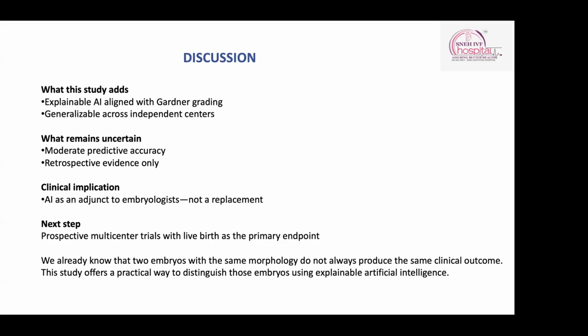Also, these studies were done in China, only on Chinese models and IVF centers. No external IVF centers or external models like EmbryoScope were used. So the next step is going to be a prospective multicentric trial with live birth as the primary endpoint. We already know that two embryos with the same morphology do not always produce the same clinical outcome. So this study offers a practical way to distinguish those embryos using explainable artificial intelligence.